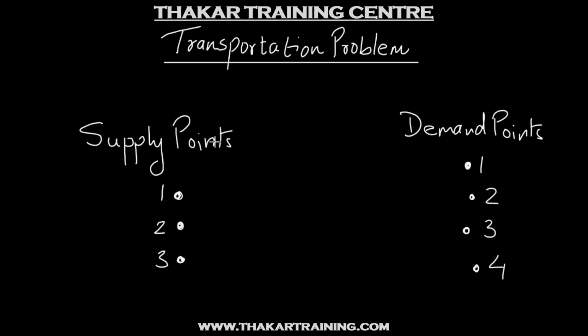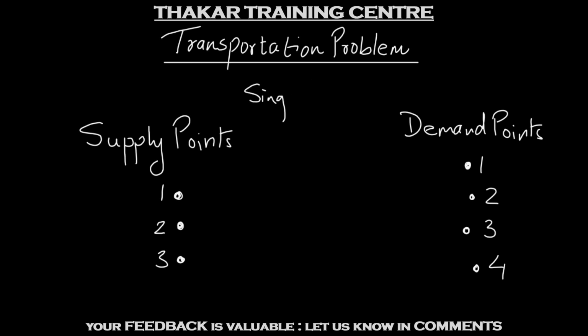This could be like, suppose the supply points could be a factory and demand points could be a warehouse. Or you can have the supply points are wholesalers and the demand points are retailers, and so on and so forth. So supply points are essentially locations where a single commodity is available in different quantities. So when we talk about transportation problem, we essentially look at a single commodity.